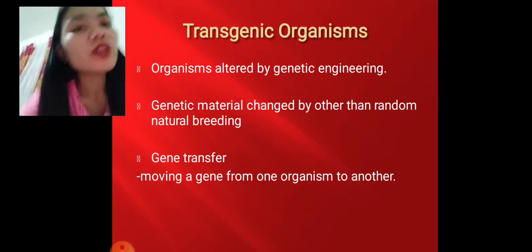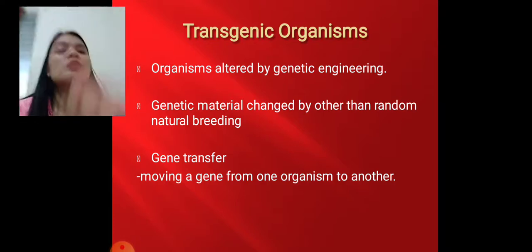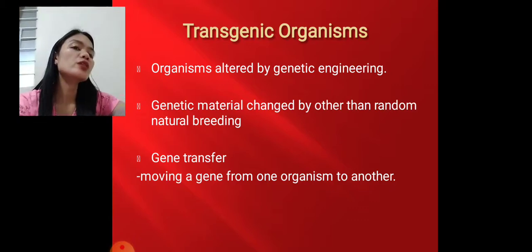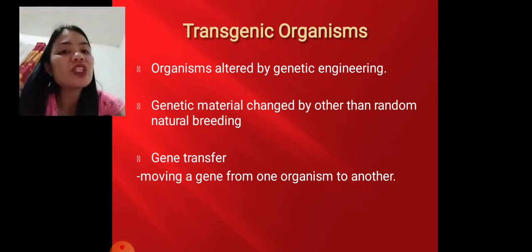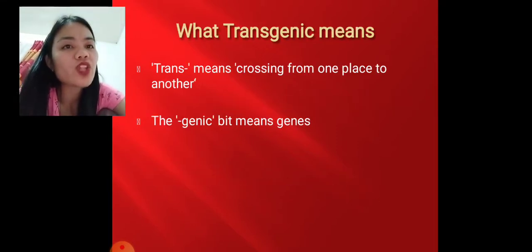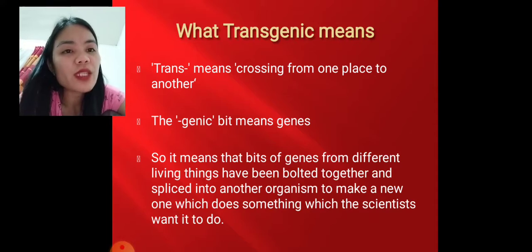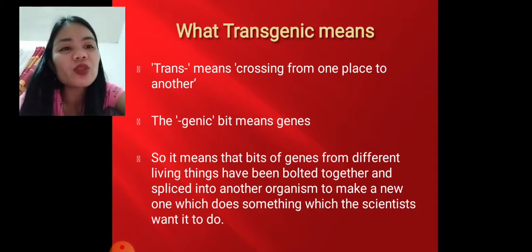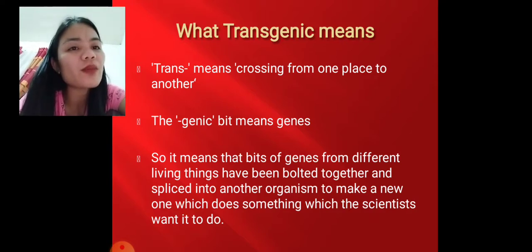Now, we are turning into this topic, transgenic organisms again. Organisms altered by genetic engineering, genetic material changed by other than random natural breeding, and gene transfer. Now, what does transgenic mean? Trans means crossing from one place to another. The genic bit means genes. So it means that bits of genes from different living things have been bolted together and spliced into another organism to make a new one, which does something which the scientists want it to do.